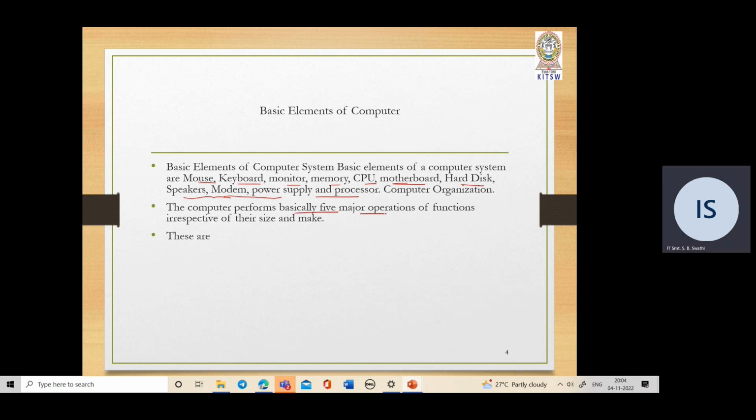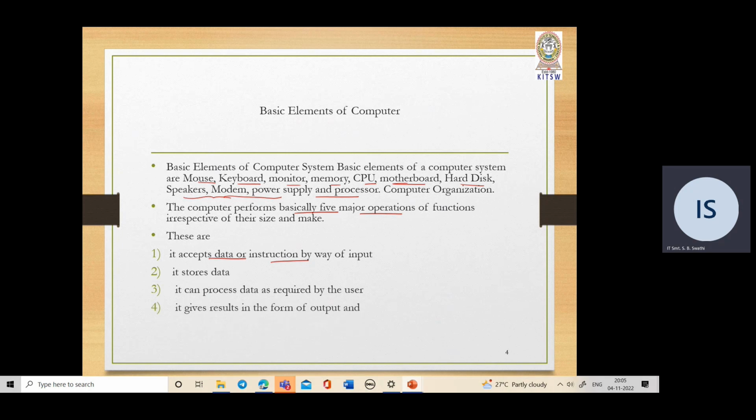And a computer performs basically 5 major operations or functions. First one, it accepts data or instructions in the form of an input. Then it stores the data, and it can process the data as per the requirement of the user, and it gives results in the form of an output. And this total process is controlled inside the computer. So the first 4 operations are controlled by the inbuilt operations which are in the computer.